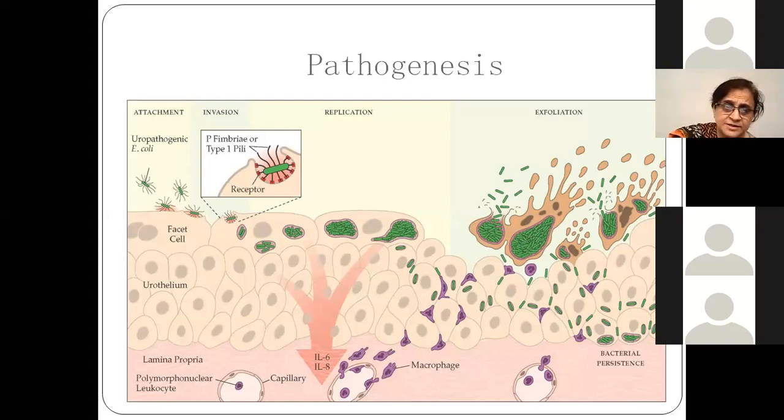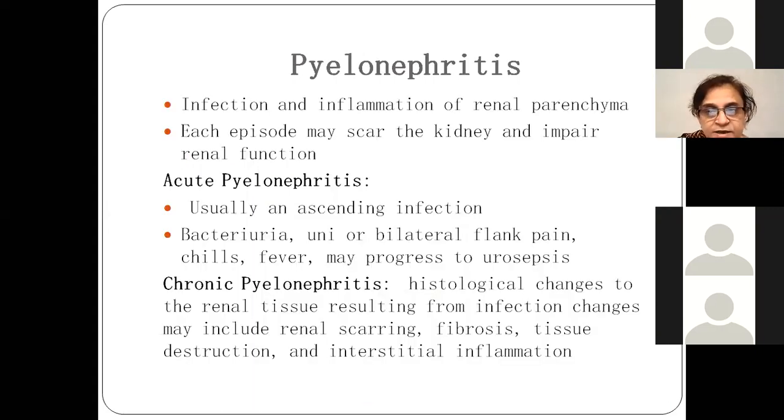Now, as we just said, the microorganisms can ascend from the urinary bladder and move upwards via the ureter. Once they start moving upwards via the ureter, they can reach up to the kidneys, and then they can cause infection of the renal parenchyma, and this infection of the renal parenchyma is called pyelonephritis.